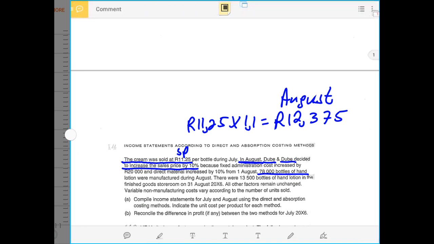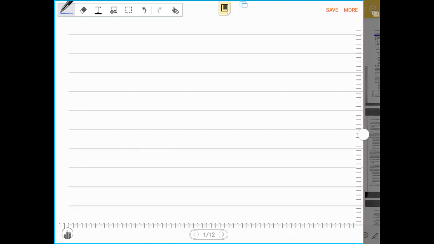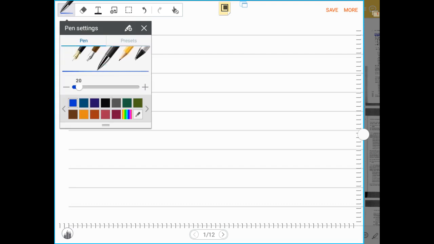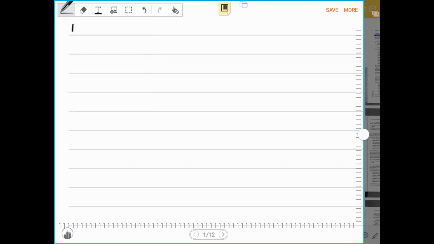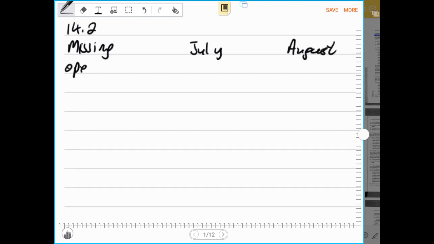So now before I begin, I just want to start with the missing units all the time. We are doing 14.2. So I just want to start with the missing units in 14.2. When we're calculating the missing units, it is the missing units for the month of July and for the month of August, and we know that this starts with the opening inventory.